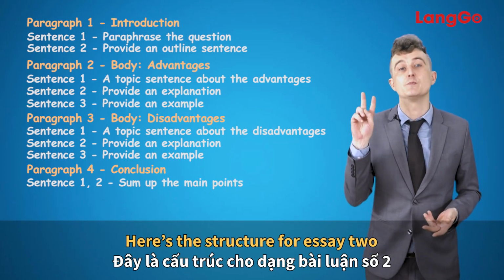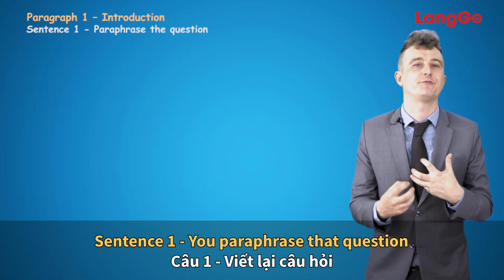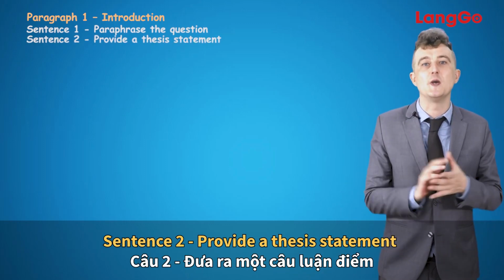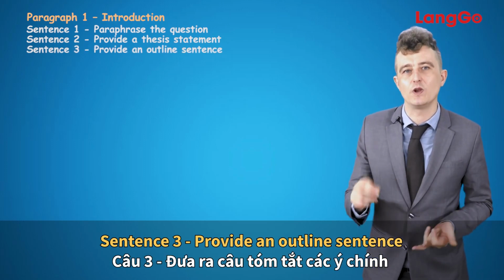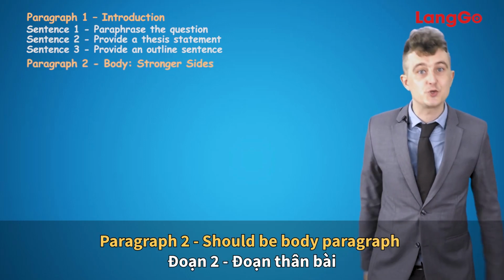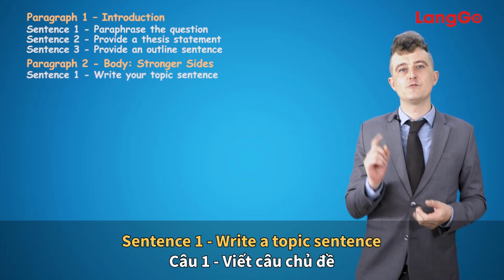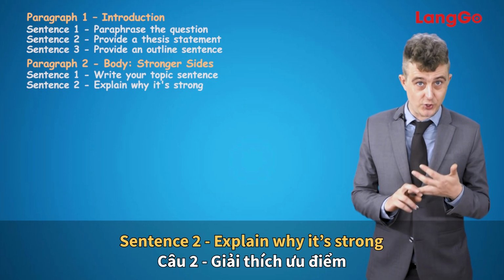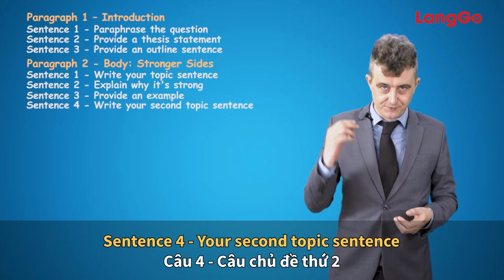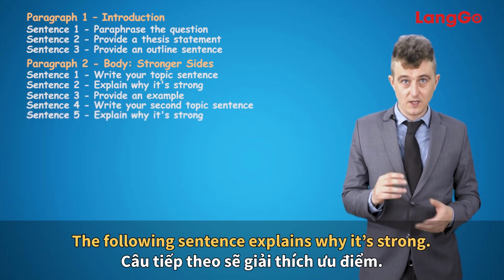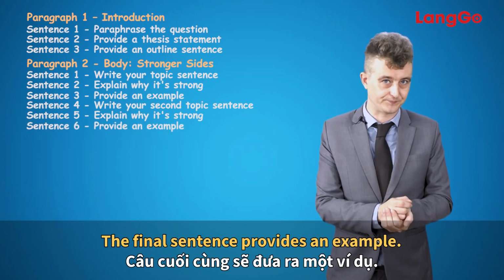Here's the structure for essay number 2. Paragraph 1, again, you give an introduction, and in sentence 1, you paraphrase the question. In sentence 2, provide a thesis statement. In sentence number 3, provide an outline sentence. Paragraph 2 should be a body paragraph in which you give the stronger side of the argument. In sentence 1, write your topic sentence, and in sentence 2, explain why it's strong. In sentence 3, provide an example, and in sentence 4, your second topic sentence. The following sentence explains why it's strong, and your final sentence provides an example.